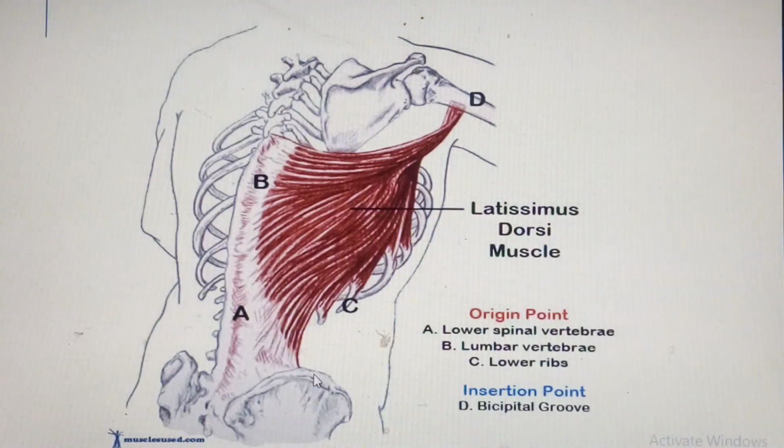Even the iliac crest. I told you that it is only the external oblique muscle which inserts on the iliac crest. Any other muscle which attaches on the iliac crest actually originates from this area. As well as the lower ribs, number 12, 11, 10, and of course 9. So the lower 3 to 4 ribs, that's where it originates. Then it's going to insert in the bicipital groove or the intertubercular sulcus. So please note that.